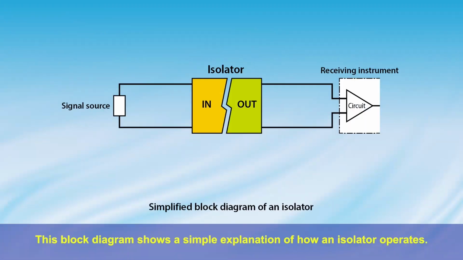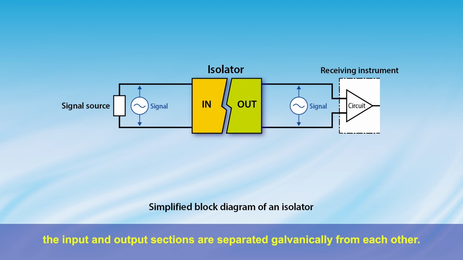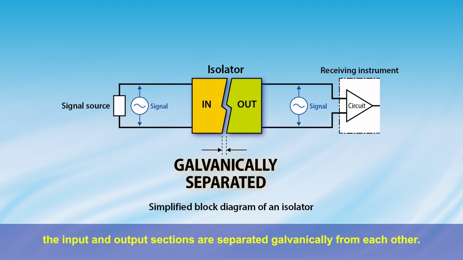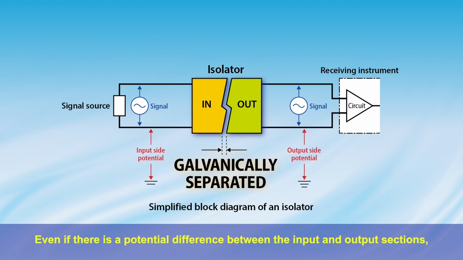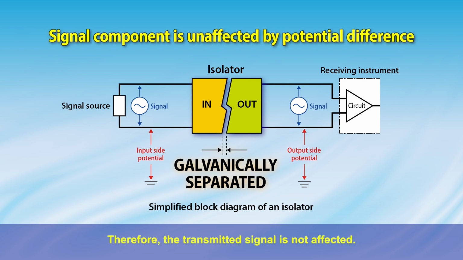This block diagram shows a simple explanation of how an isolator operates. While signals to the input section are transmitted directly to the output section, the input and output sections are separated galvanically from each other. Even if there is a potential difference between the input and output sections, no current flows between the sections. Therefore, the transmitted signal is not affected.